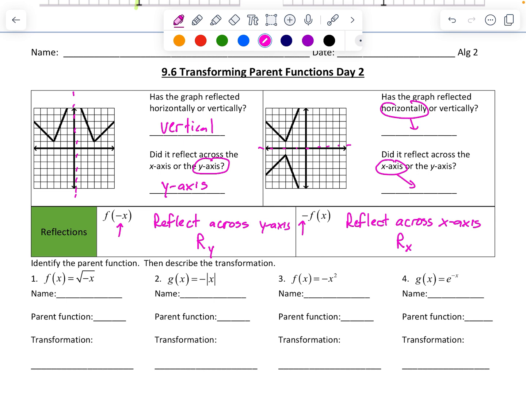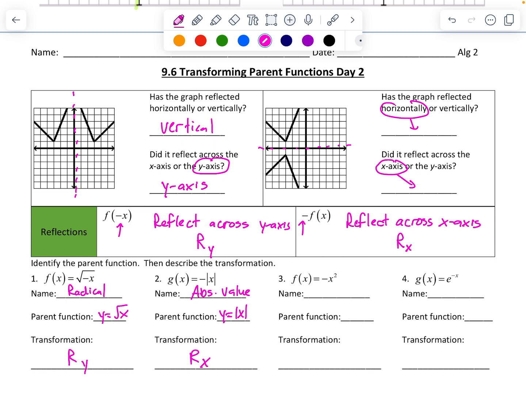All right, so we are going to practice identifying the parent function and then saying which type of transformation happened. So hopefully we know by now if I see a square root, that is a radical, and its parent function is square root of x. So that negative is inside the square root, so it is reflecting across the y-axis. Number 2, I see those bars, so that tells me it is an absolute value equation with the parent function absolute value of x. This time the negative is outside of the absolute value, so that is a reflection across the x-axis.